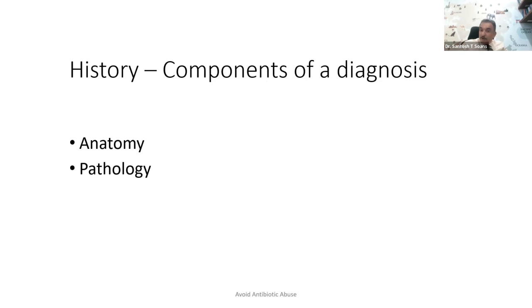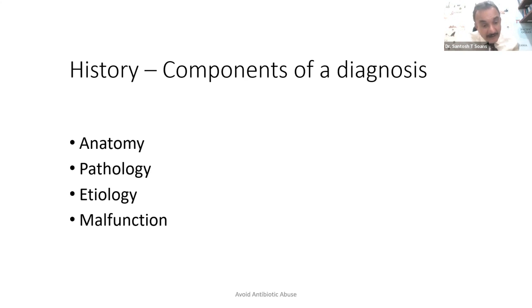For example, he has asthma. What is the pathology? It is bronchospasm. When he has wheeze, where's the anatomy? It's in the lungs. What is the etiology in asthma? It is allergy. Then what is the malfunction? In asthma, he starts breathing fast and gets hypoxic. That's the malfunction. When he gets hypoxic, he can go into respiratory failure.